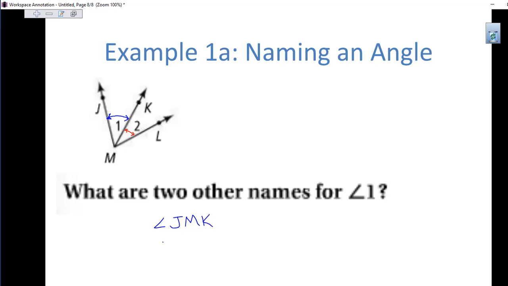The other way to do it is to just reverse the letters. It would be K. M still has to go in the middle, and then we end at J. That tells me I'm starting here, going to the vertex, going here. I'm talking about the angle in between. So make sure you pay close attention to why we can't name it by just angle M, because we're not sure which angle it's referring to.